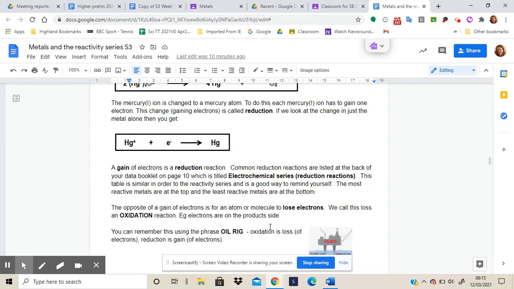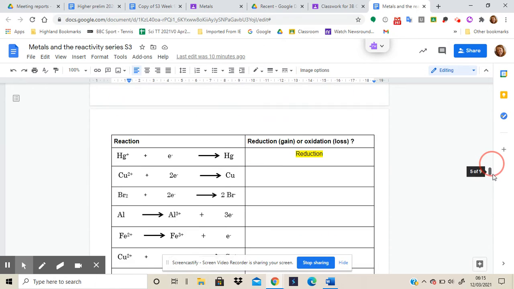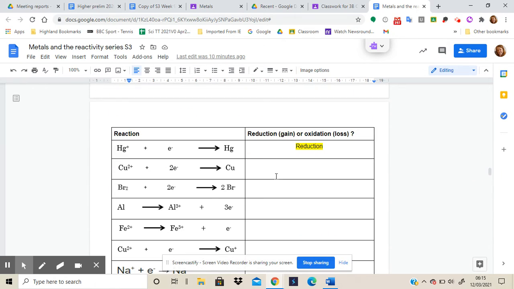So a way to remember it is OIL RIG. Oxidation is loss of electrons, reduction is gain of electrons. So you want to go through this table and just recognize these what we call little half equations or ion electron equations, whether they are reduction or oxidation. So the first one's been done for you. The electrons are on the reactant side, therefore it must be a reduction reaction. If the electrons are on the product side, after the arrow, it must be oxidation.